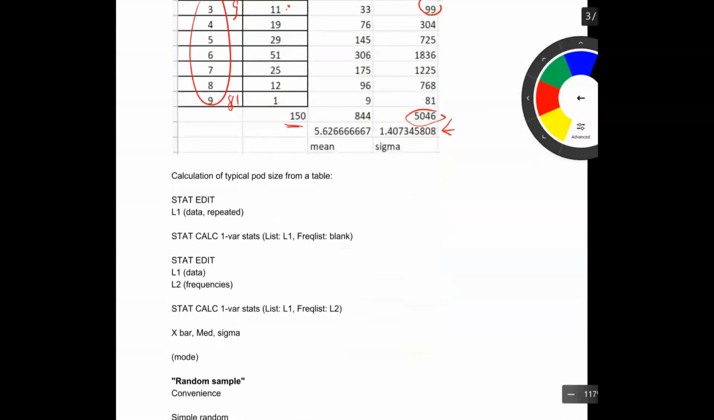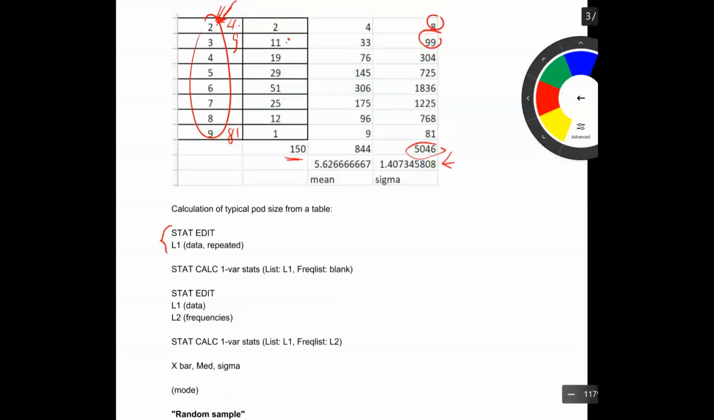Now, just to let you know how the calculator calculates these, it does it through data input in stat edit. In stat edit, it basically allows you to input two lists just like this. More often than not, you're going to input two lists. The first list is the data, the second list is the frequency.